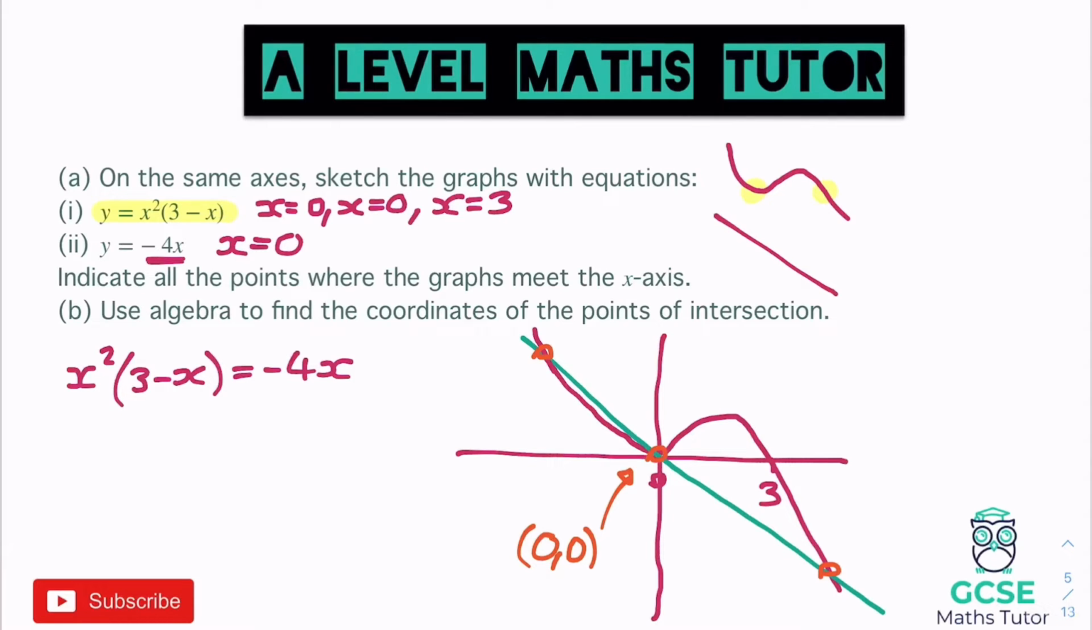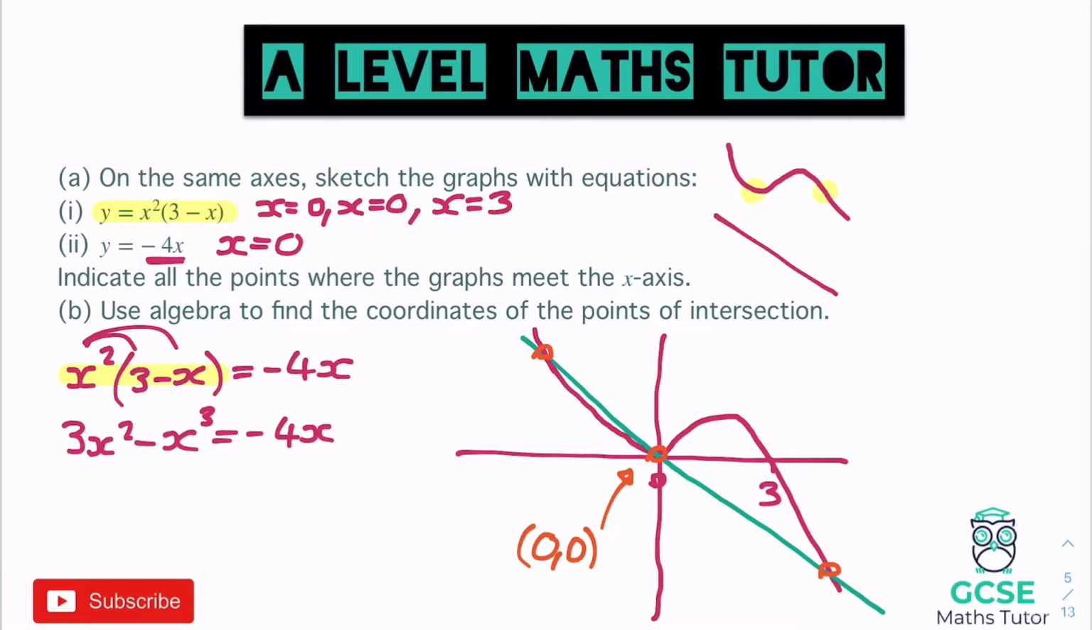Now if I do that, so if we expand this first bracket, timesing 3 and negative x by the x squared, we get 3x squared on our first multiplication, and then minus x cubed for the second one, and that is equal to negative 4x. Now I need to make it all equal 0, and I have a choice. I can either move everything to the left or move it to the right. Now, just to keep this a little bit easier for me to factorise, I'm going to move everything to the right just so that that x cubed is positive.